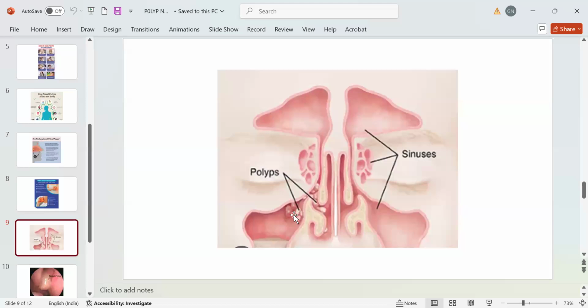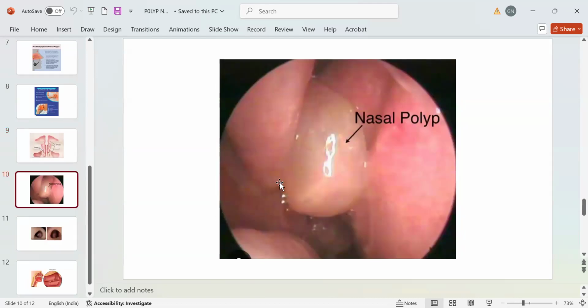See, these are the polyps, multiple polyps. This side is clear, nose is clear, sinus is clear. There is no polyp in the sinus, there is no polyp in the nasal cavity. Here, some grape-like things are seen. It is a physical examination. So this is polyps. And this is the endoscopic view. This is seen through a nasal endoscope. This is a fleshy mass, nasal polyp.